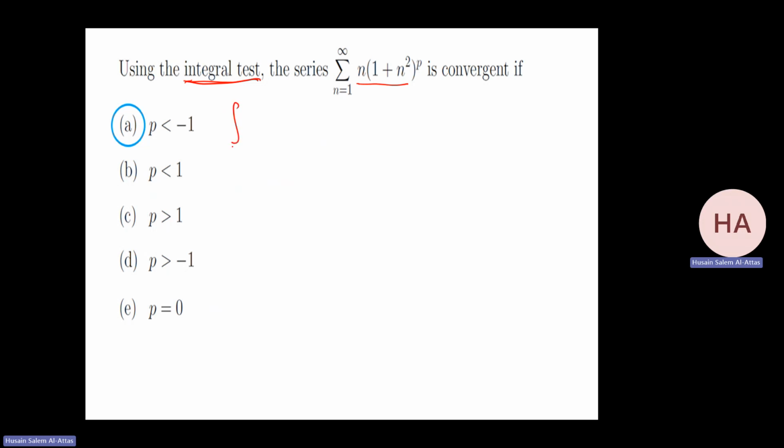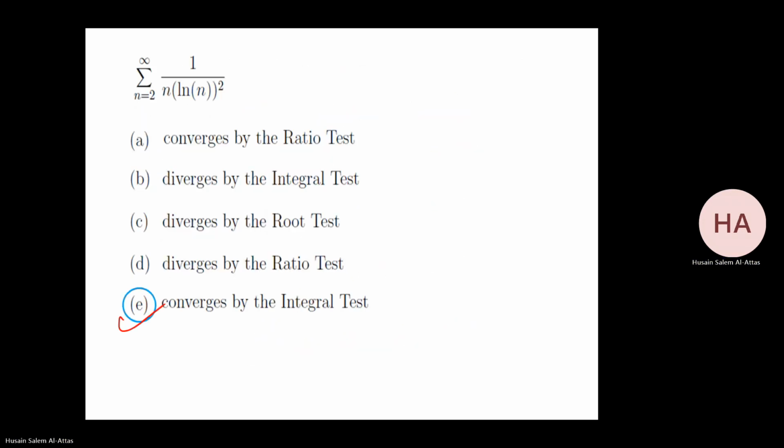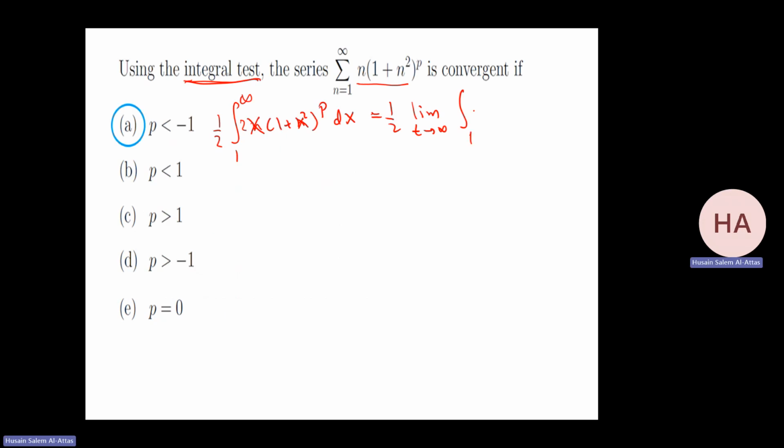So we'll do the integral from 1 to infinity of x times 1 plus x squared to the power p dx. This is what I need to do. I need to do this integral. So I have 2.5. So that will be half, the limit as t goes to infinity of what? From 1 to t.